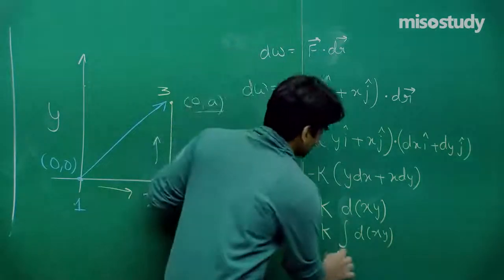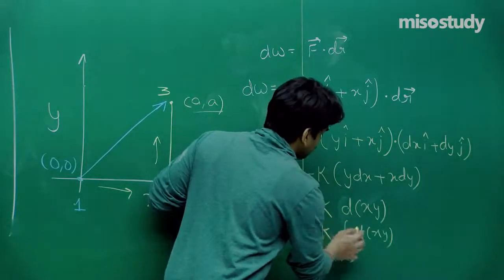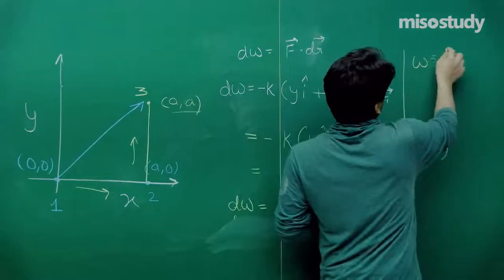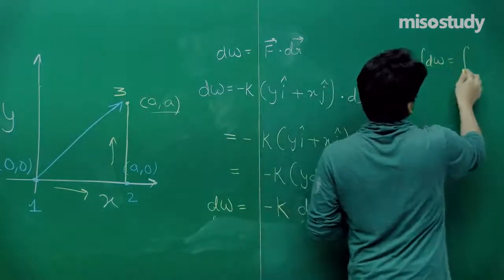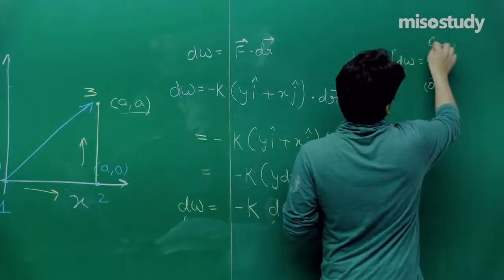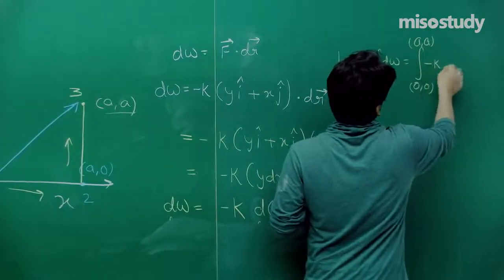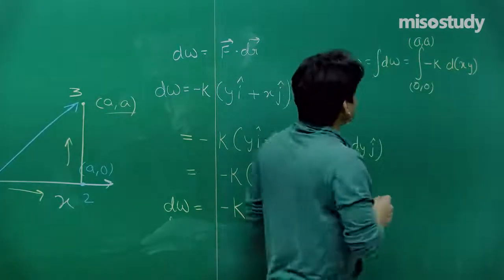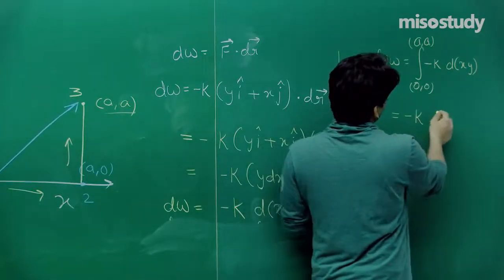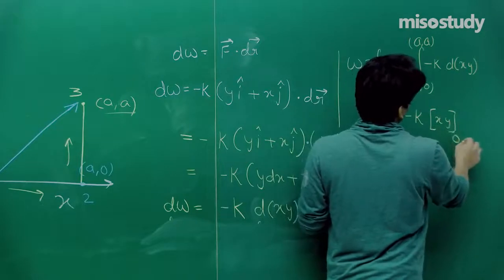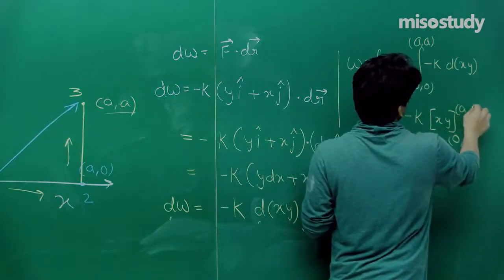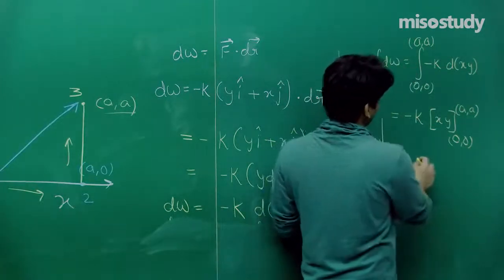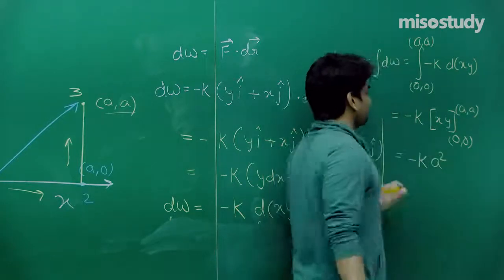So I will put the limits 0, 0 to a, a, and here we have less space. Let me use the top part of the board. Work done is equal to the integration of dW, which is equal to the integration from 0, 0 to a, a of minus k d(xy). So you will be obtaining xy, so this will turn out to be minus k xy. The two limits together we need to put for x and y, and both are the same, 0 and a. So the final result that you will be obtaining will be equal to minus k a square. This is the final work done.